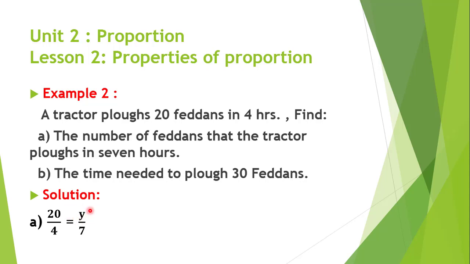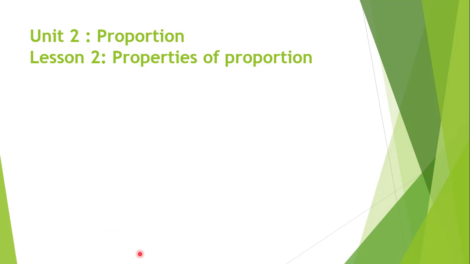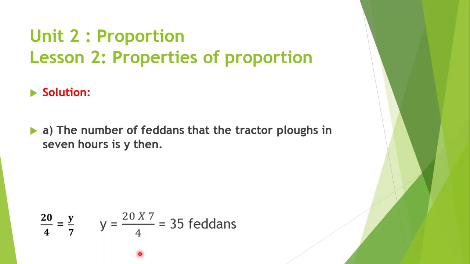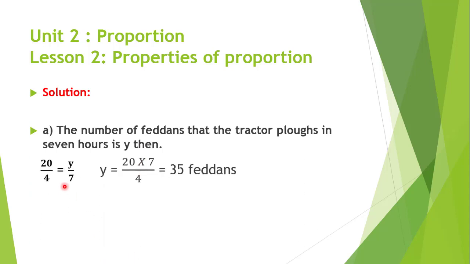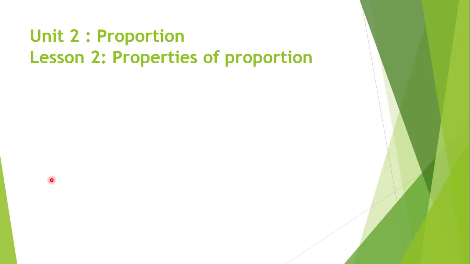In the same way as the last example, to get y, just multiply 7 times 20 over 4. The result will be 35 fiddles. Don't forget the cross product. Multiply 20 by 7, then divide by 4. Divide by this number, which is crossed with 1. 20 times 7 divided by 4.